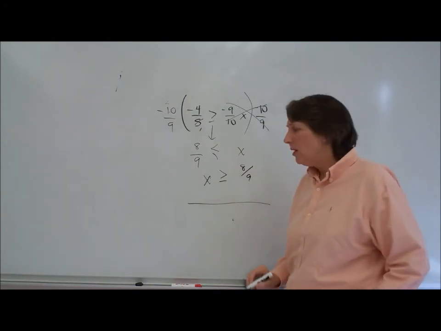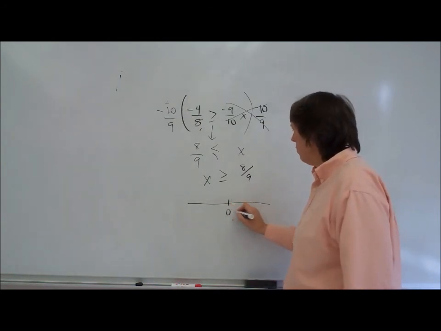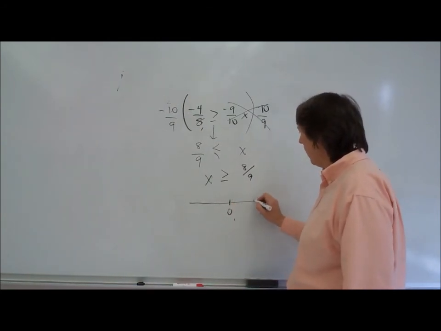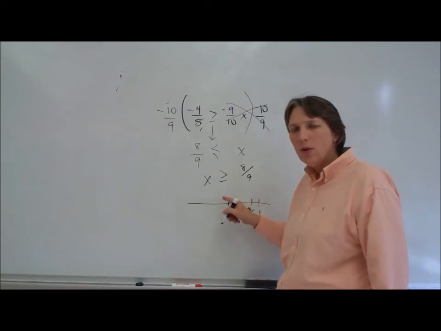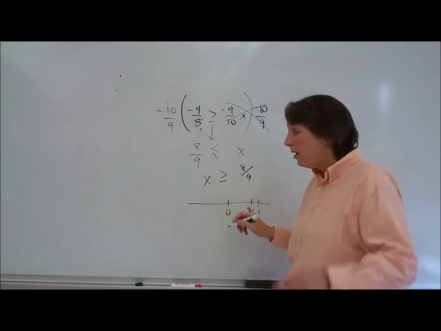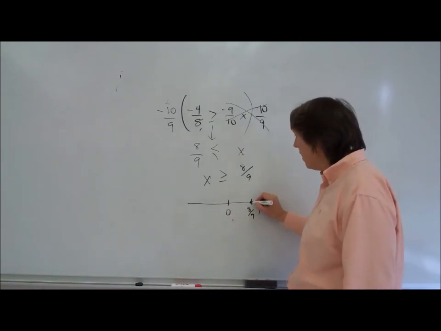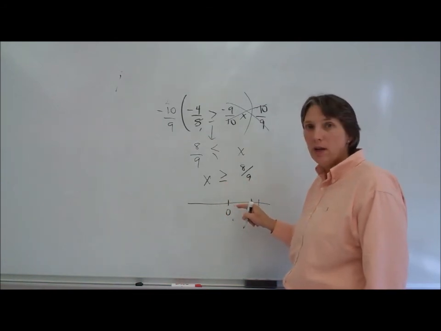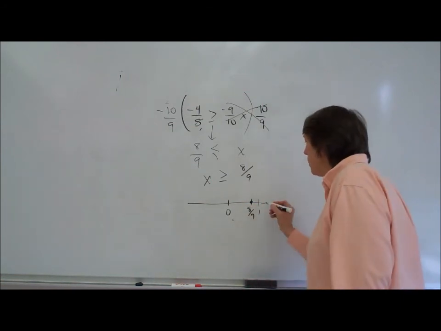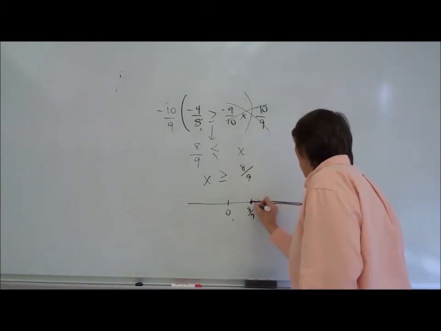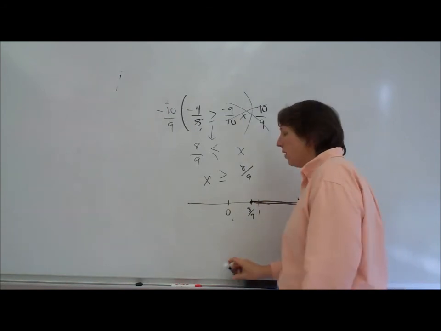Now when I graph this, I have a 0, I'll put a 1 here, 8/9 is about right here. And open or closed circle? That's right, it's a closed circle at 8/9. And x is greater than or equal to 8/9. So which way do we go? Where are the numbers that are greater? It's to the right. So we have a solid line to the right going this way.